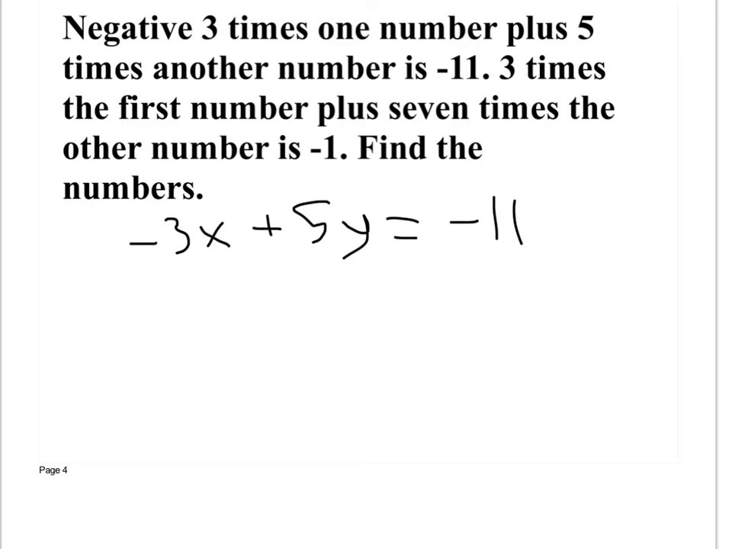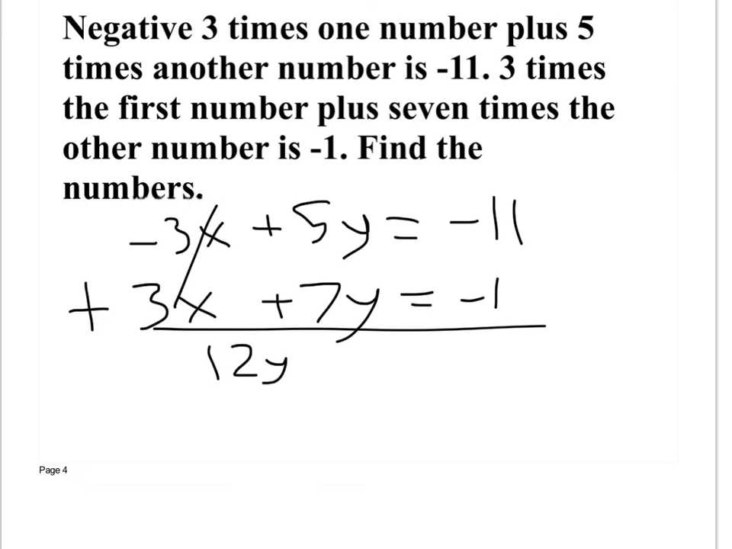3 times the first number, so 3x, plus 7 times the second number, that's y, is equal to negative 1. So you should have negative 3x plus 5y equals negative 11 over 3x plus 7y equals negative 1. So we add these. The x's cancel themselves out. 5 plus 7 is 12y equals negative 12. Divide by 12.